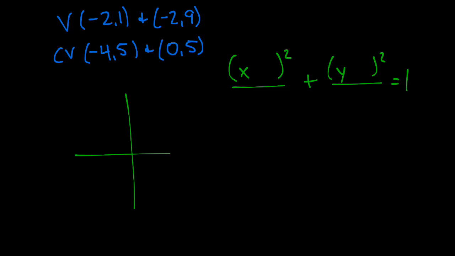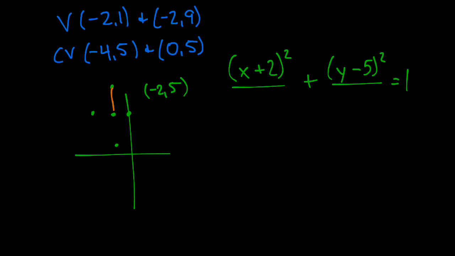So our vertices are at (-2, 1) and (-2, 9), and our co-vertices are at (-4, 5) and (0, 5). That means the coordinates for our center would be (-2, 5), because that's right between our vertices and right between our co-vertices. So in our equation, to shift left 2, we should see x plus 2, and to shift up 5, we should see y minus 5. That gets us our center.